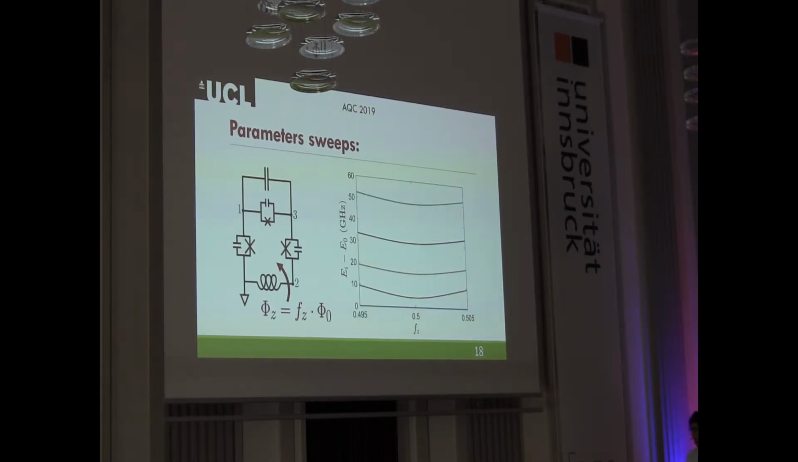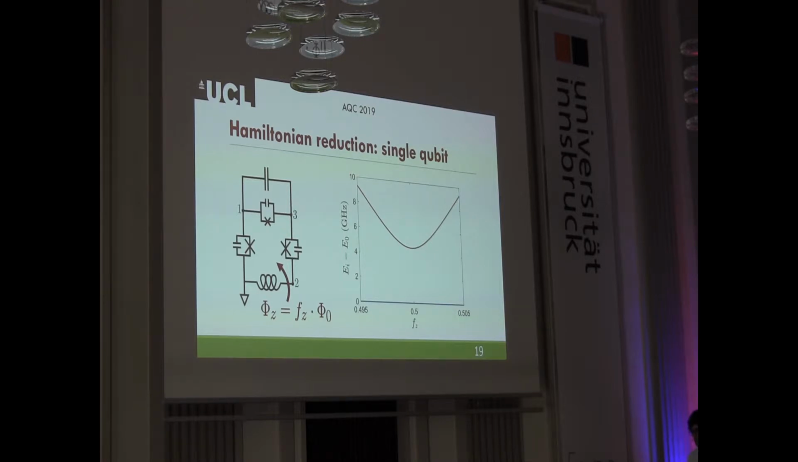Once we know how to find the spectrum of the system for a given set of parameters, we can think of doing other things like varying parameters in the system, like in this case the flux in this qubit loop, and see how the spectrum changes as a consequence. These are the first few low energy states of the system, and the ground state has been subtracted, so these are transition energies from the ground state as a function of flux. Then for Hamiltonian reduction, we want to focus on the two lowermost energy states of our system because we want it to be a spin.